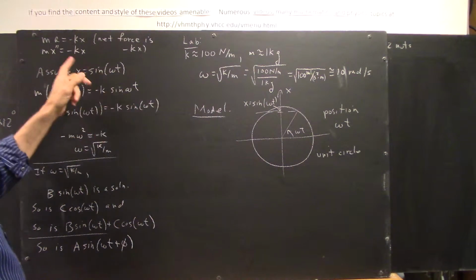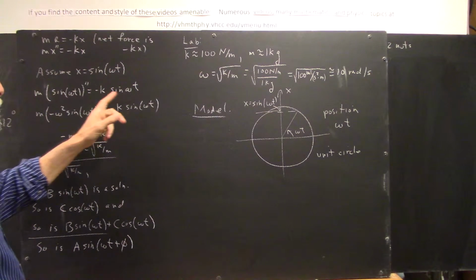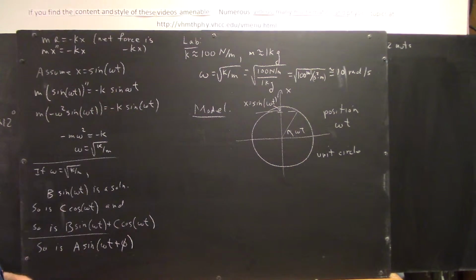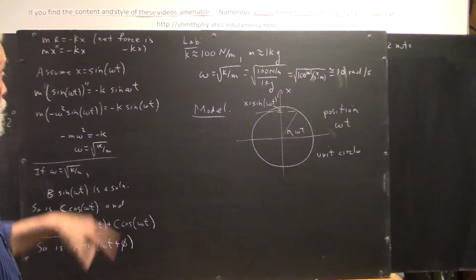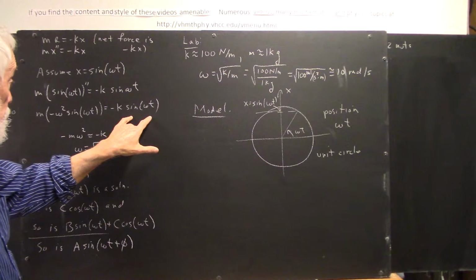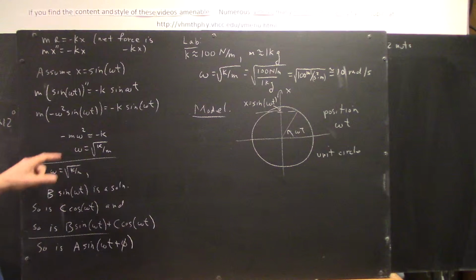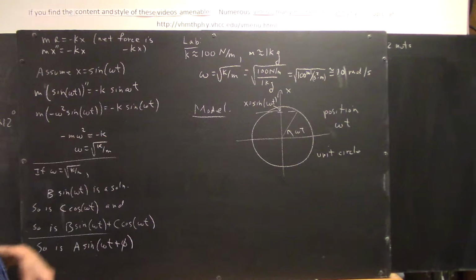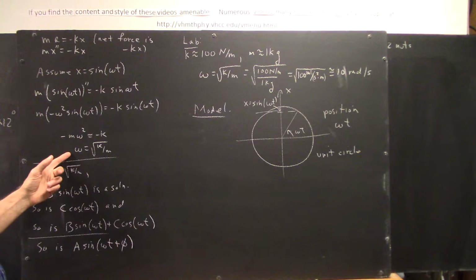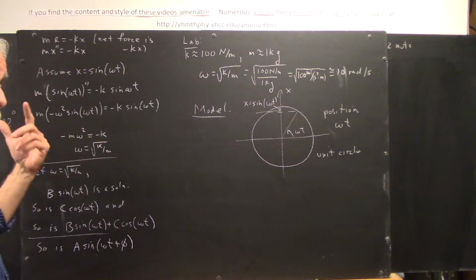On the right side, we have negative kx, so that's going to be negative k times sine omega t. So we have this equation. We divide both sides by sine of omega t, and we get negative m omega squared equals negative k, so that omega is the square root of k over m.